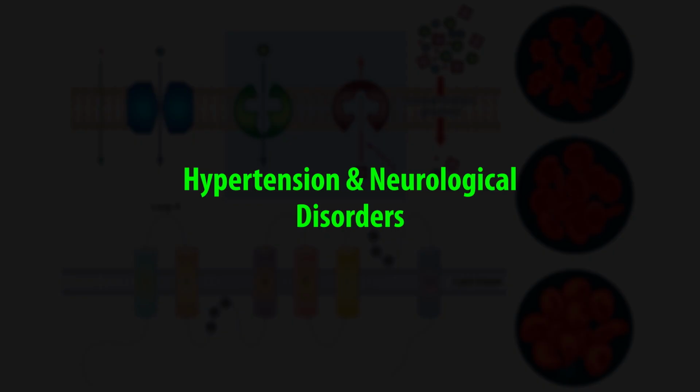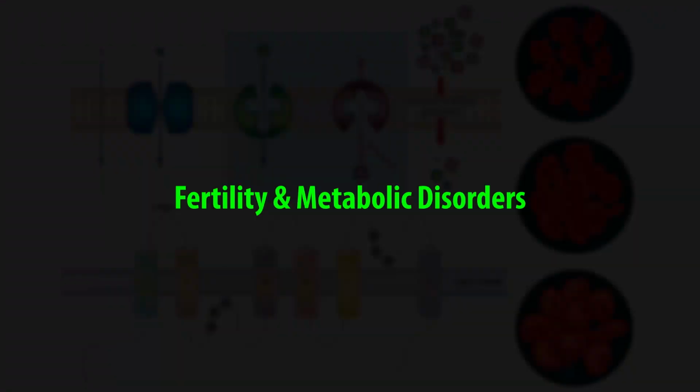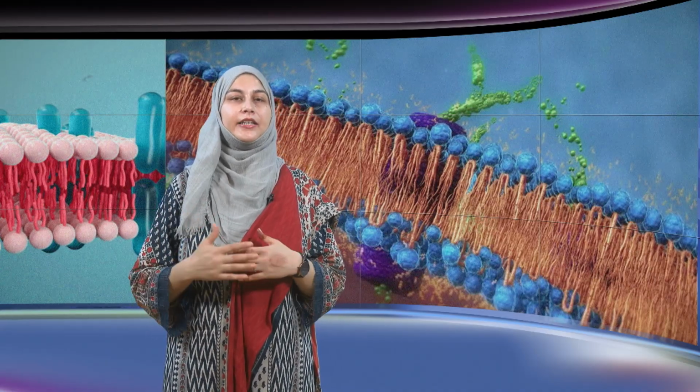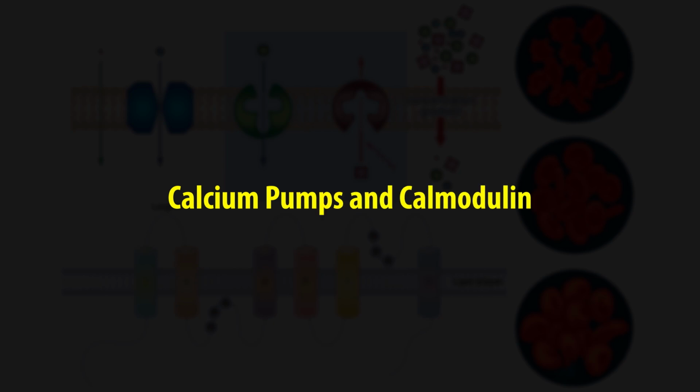Second is hypertension and neurological disorders, which are linked to pump dysfunction. The third is fertility and metabolic disorders. The isoform defects affect sperm function and systemic energy regulation. Let us now have a look at calcium pumps and calmodulins.